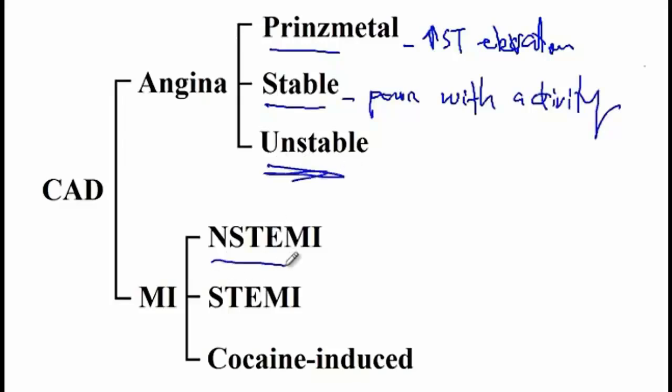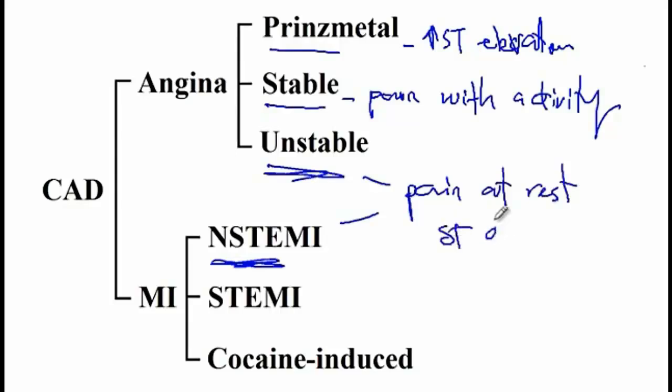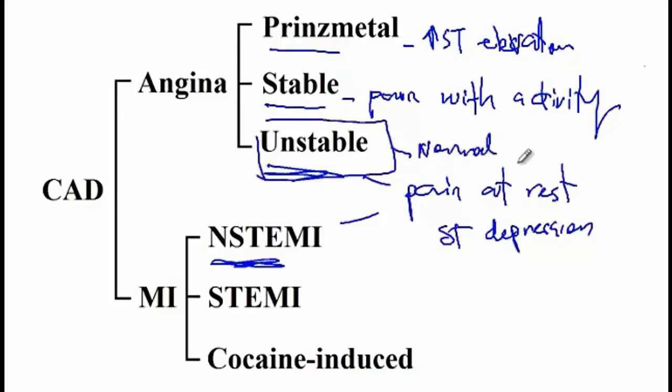With unstable angina or NSTEMI, on the other hand, there is more severe occlusion, and thus they would present with pain at rest. Both of them can present with ST depression, which means that there is a subendocardial infarction, but unstable angina is less severe than NSTEMI. So unstable angina will have normal cardiac enzymes, like for instance troponin and creatine kinase, while patients with NSTEMI will have elevated cardiac enzymes like troponin and creatine kinase MB.